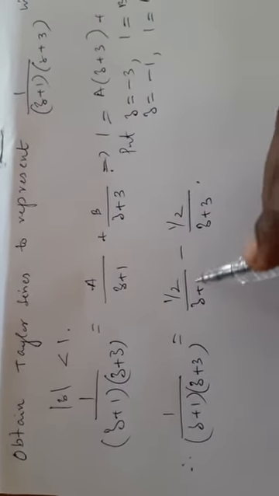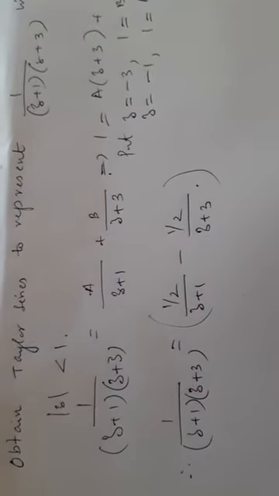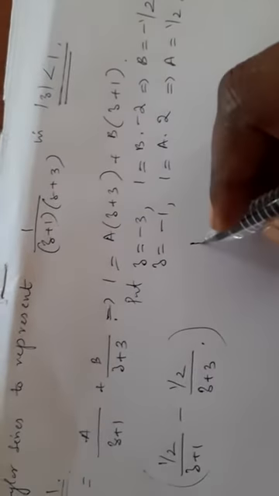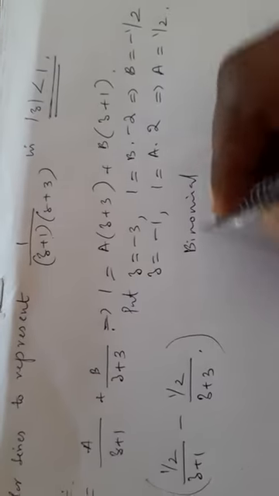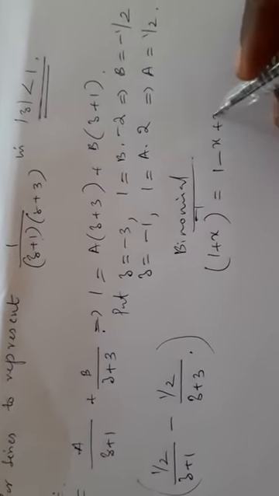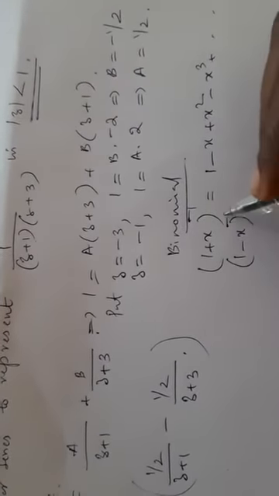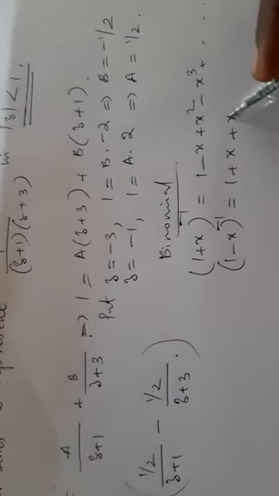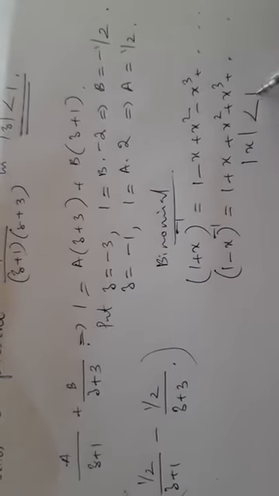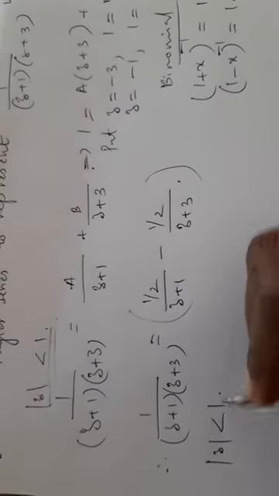So now we have to expand the terms 1 by 2 by z plus 1 minus 1 by 2 by z plus 3 in mod z less than 1. So we are using binomial expansion. Binomial expansion: 1 plus x the whole raised to minus 1 is 1 minus x plus x square minus x cube plus etc. If it is 1 minus x the whole raised to minus 1, it is 1 plus x square plus x cube plus etc. This expansion is valid in mod x less than 1. So here mod z is less than 1.